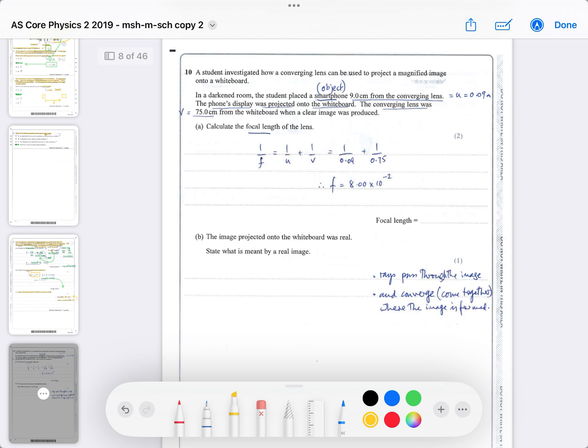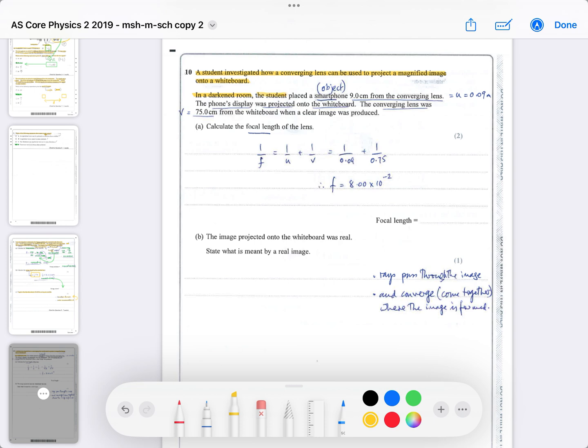Question 10. It says a student investigated how a converging lens can be used to project a magnified image onto a whiteboard. Okay. I've confessed, because in the modular course which I normally teach, there are no lens questions, so I haven't done it for a while. So I'm a bit rusty on it, but I think this is a good question to learn about lenses if you are new to it like me. I haven't done it for many, many years, so I'm just refamiliarizing myself with lens theory.